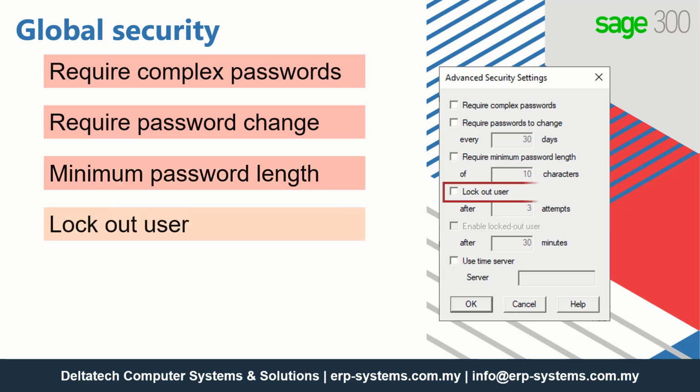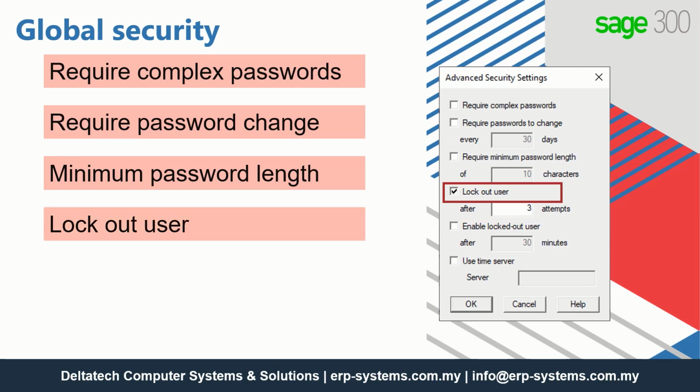To prevent unauthorized users from trying to hack into the application, you can select to lock a user account after a certain number of attempts. Specify the number of attempts before a user is locked out. We usually set this to either 3 or 5 attempts if required.